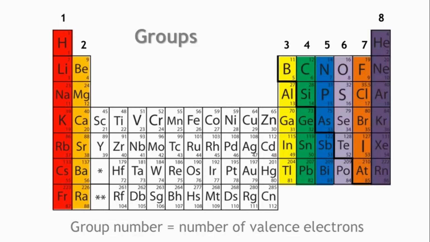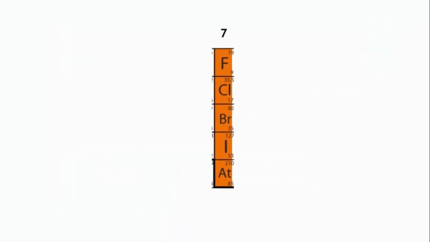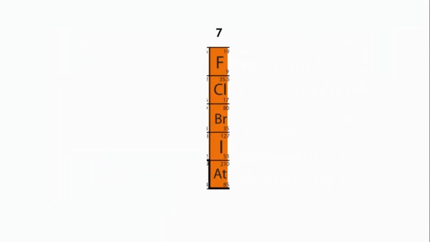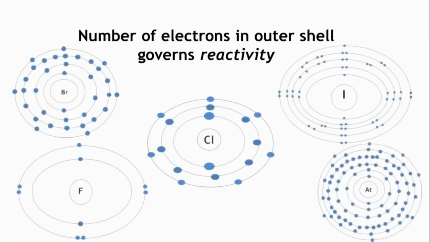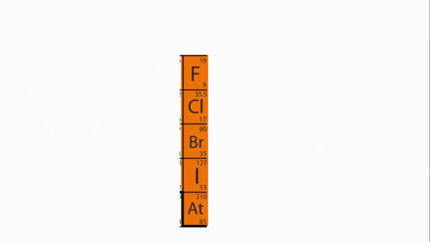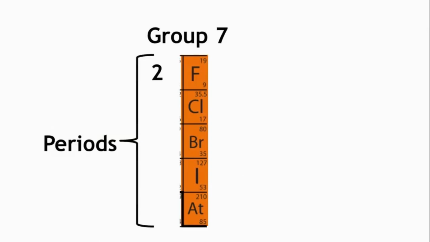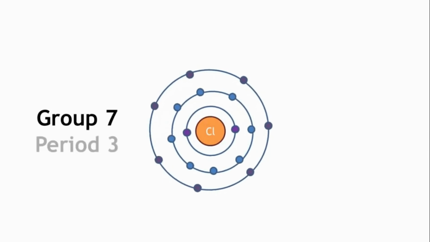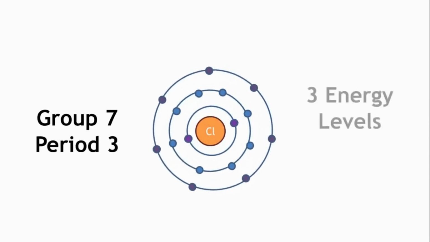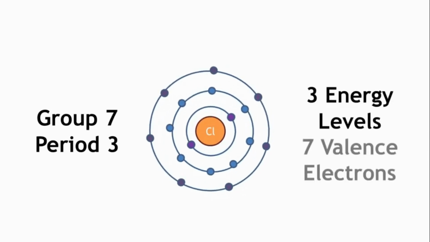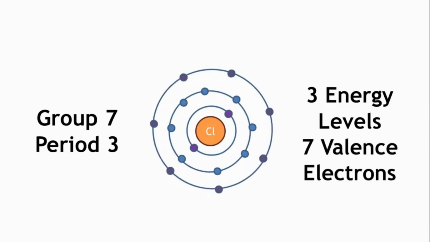For example, let's look at group number 7. Fluorine, chlorine, bromine, iodine, etc. all have 7 electrons in the valence shell and all have similar chemical properties. Now if we look at the periods again, we'll see that each element here belongs to a different period, telling us that each element in this group has its outer electrons in a different shell. So chlorine is in group 7, period 3. Therefore, it has 3 energy levels with 7 electrons in its outermost shell.